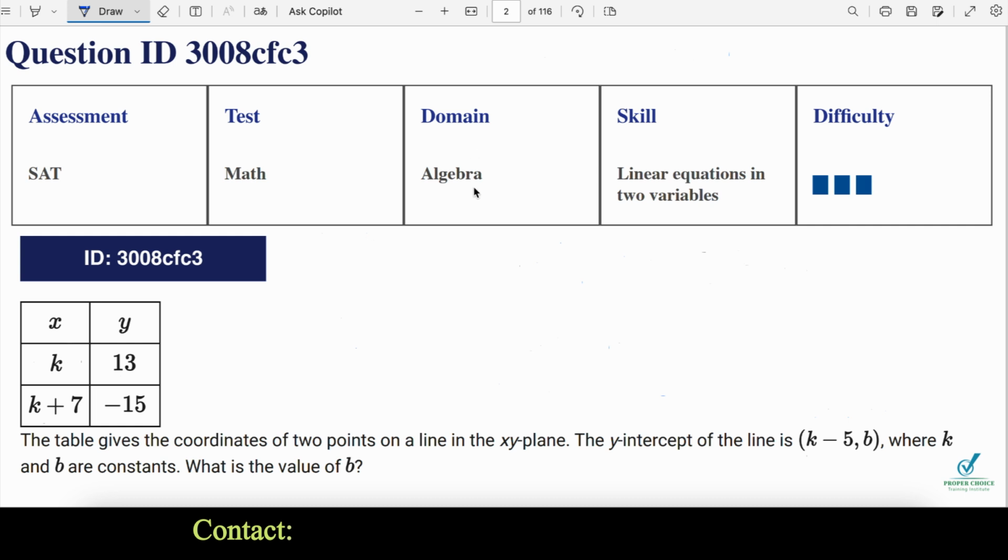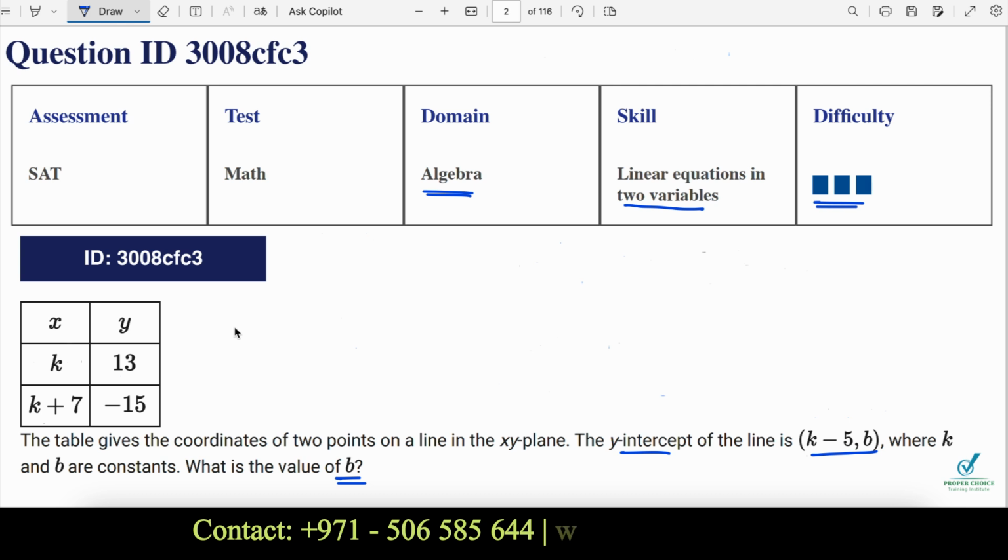So this is a question from the domain of algebra, and the difficulty level is hard, on linear equations in two variables. It says the table gives the coordinates of 2 points on a line in the xy plane. The y-intercept of the line is (k minus 5, b), where k and b are constants. What is the value of b? They are asking us, referring to this and the table information, what is the value of b?